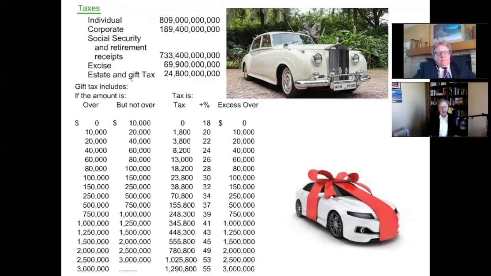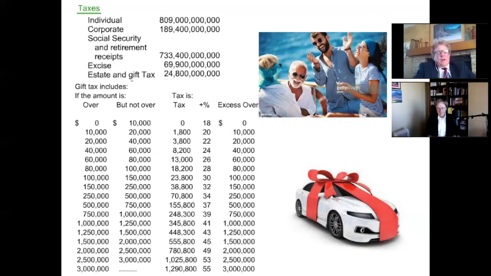Estate and gift taxes. Not only are we paying taxes on the value of what they left as a deceased person, but we're also paying taxes on the gifts we offer. Look at that first number, from $0 to $10,000. There's no tax on those gifts.